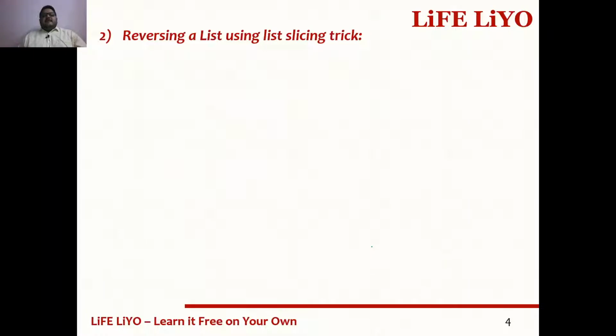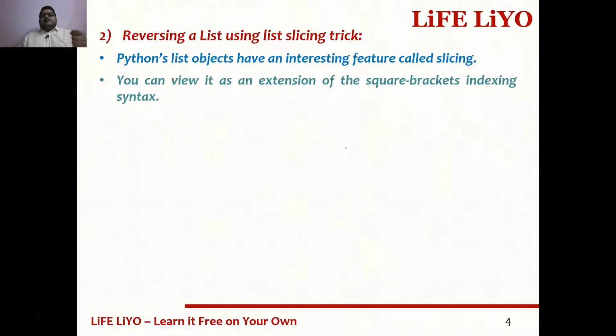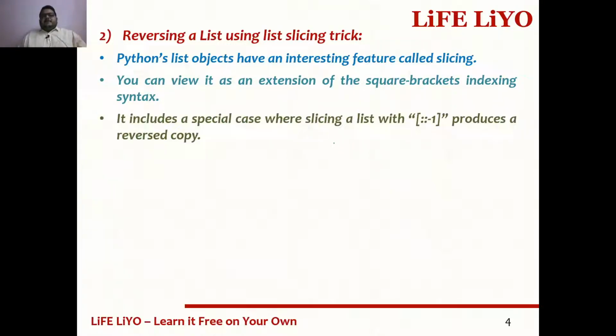Next, reversing a list using a list slicing trick. In the previous slicing video we saw how to slice a list in multiple ways. By using a trick in slicing we can do the reverse. Python's list objects have an interesting feature called slicing, which is an extension of the square braces indexing syntax. When you slice a list without any starting index or stopping index, and simply give the step size as -1, it produces the reversed copy.